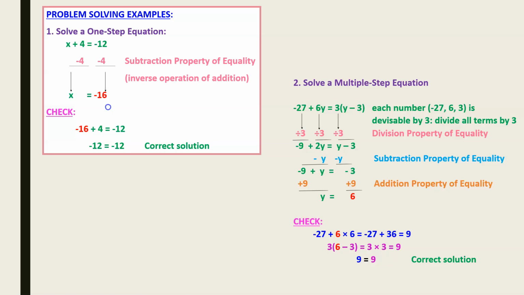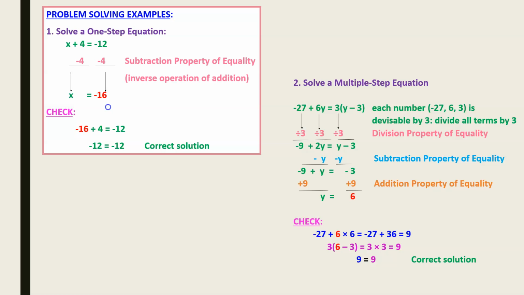We have to check if we found the correct solution. We plug the value of x we found into the original equation. Instead of x now, we use negative 16. Negative 16 plus 4. Yes, it equals negative 12. So on the left side, we have negative 12. On the right side, we have negative 12. Left and right sides are equal. So this is a correct solution.